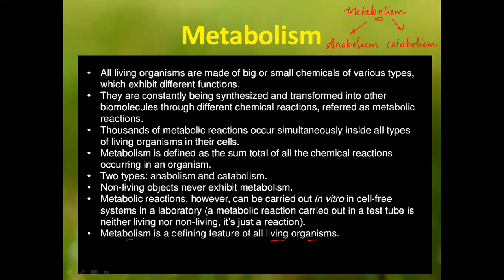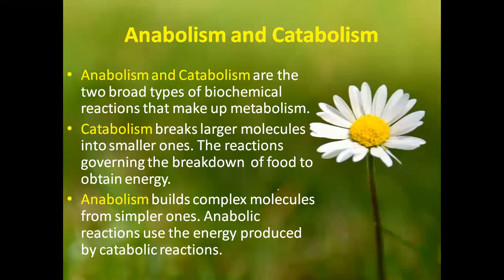So you got to know what metabolism is. In that there are two types, anabolism and catabolism. But remember, anabolism and catabolism are the two broad types of biochemical reactions that make up metabolism. If I ask you what anabolism and catabolism are, you have to tell them in the form of a definition: these are the two broad types of biochemical reactions that make up metabolism.